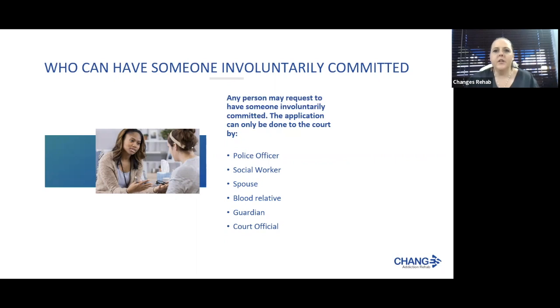So basically any person can request to have someone involuntarily committed into a treatment center. But the application that goes through the court is either done by a police officer, a social worker, a spouse, a blood relative, a guardian, or a court official. So I often say even family friends can also put the application forward. It's not on that list, but if, say, for example, your loved one has burnt all their bridges and there's some distant friend down the family line that's known them for however many years and wants to assist this person to get into treatment, they can also apply.